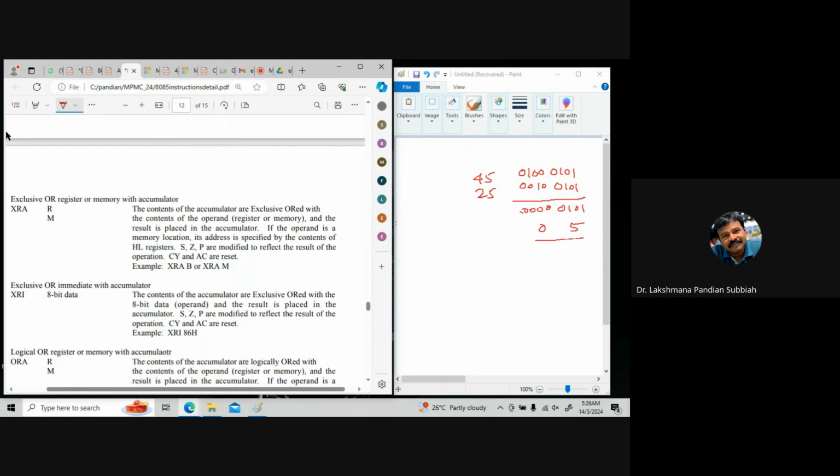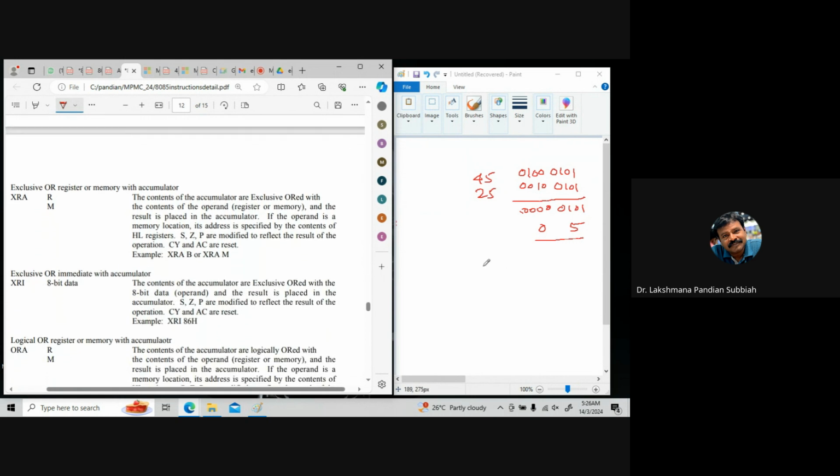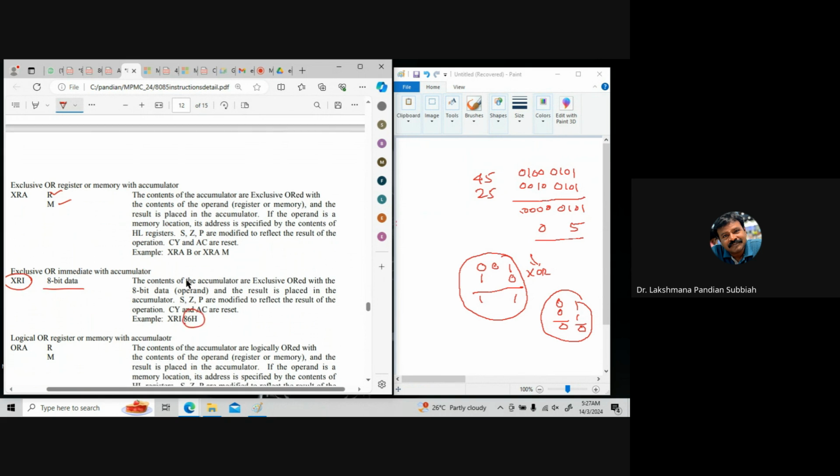Now the exclusive OR operation. In exclusive OR, if one bit is 1 and the other bit is 0, or one bit is 0 and the other is 1, then the result is 1. If both are 0, the result is 0, and if both are 1, the result is 0. That is exclusive OR. So we have exclusive OR with registers and memory, and exclusive OR with immediate data, where the immediate data is exclusive ORed, for example with 86.